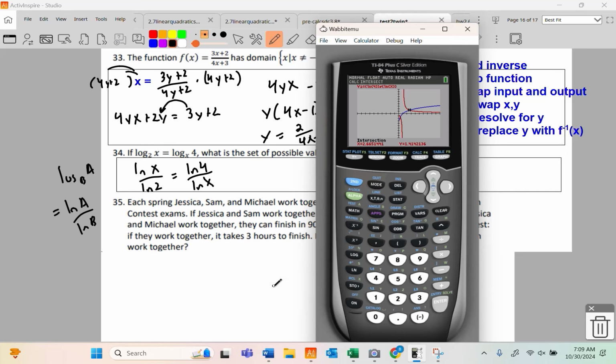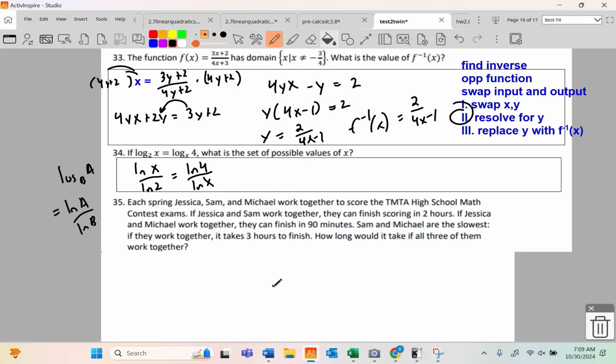That's your answers. All right, each spring, Jessica, Sam, and Michael work together to score the TMTA high school math contest exam. Some of you guys have been to that contest. It's at UTM every year. If Jessica and Sam work together, they can finish scoring in 2 hours. If Jessica and Michael work together, they can finish in 90 minutes. Sam and Michael are the slowest. If they work together, it takes 3 hours to finish. How long would it take if all three of them worked together?